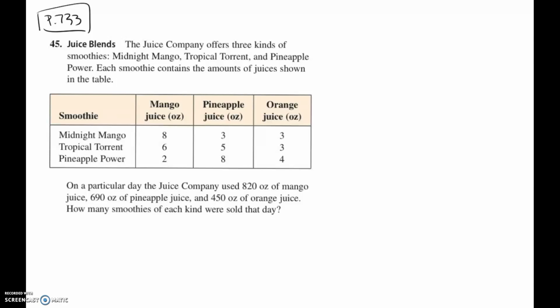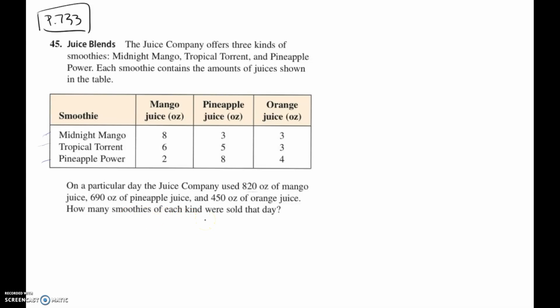All right. Number 45 on page 733 says we have a juice company that sells 3 kinds of smoothies: Midnight Mango, Tropical Turret, and Pineapple Power. Sounds delicious. It says each smoothie contains the amount of juices shown in the table. So Midnight Mango has 8 ounces of mango, 3 ounces pineapple, and 3 ounces of orange juice. On a particular day, the company uses this many ounces of mango, pineapple, and orange juice. How many smoothies of each kind were sold that day?